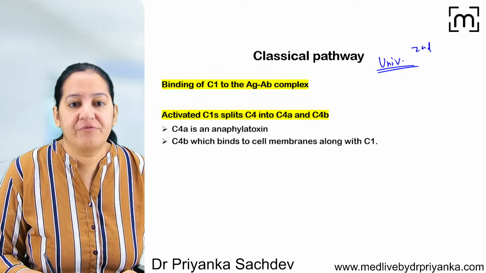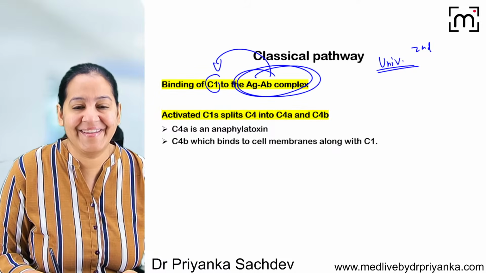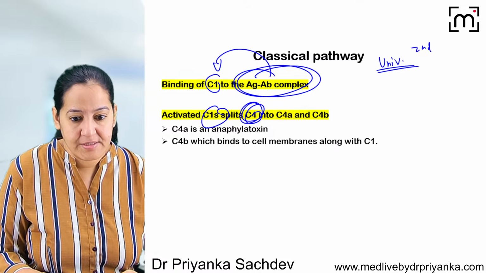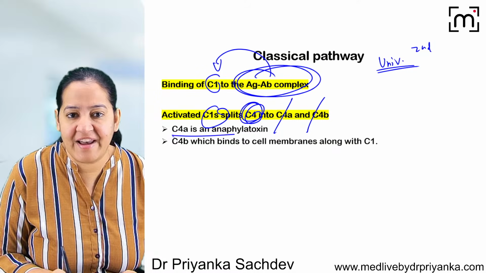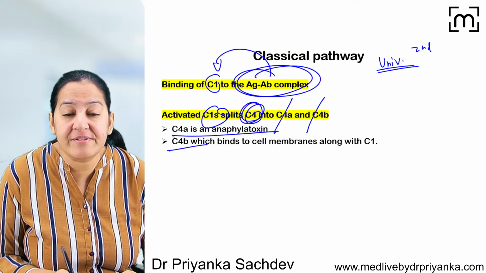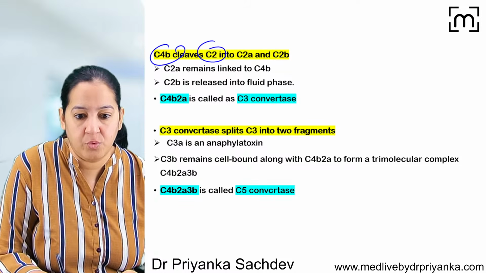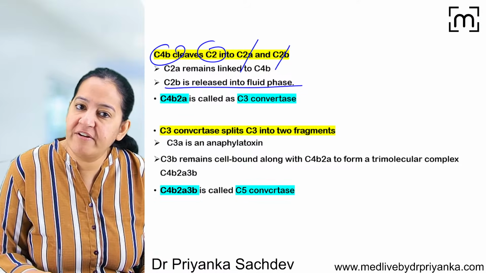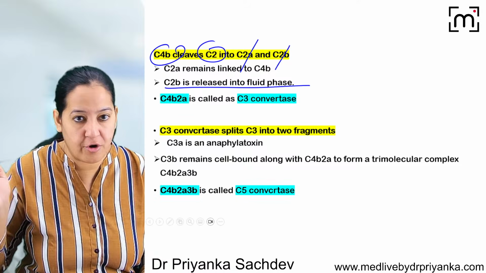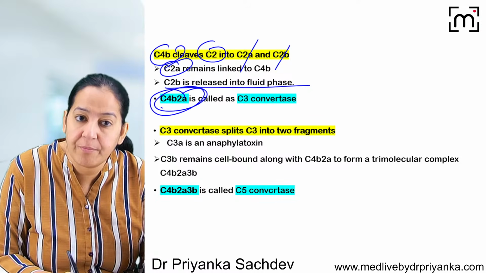What are the steps? The first thing is C1. The antigen-antibody complex will come and activate C1. C1 will activate C4. C4 will split into two parts, C4a and C4b. Now, C4a is an anaphylatoxin, not involved. But we are interested in C4b. C4b will continue the cascade. It will go to C2. C2 will split into two parts, C2a and C2b. This time C2b will be released in the fluid, in the plasma. We are not interested in that. C2a will continue the cascade and they will bind together, C4b2a.